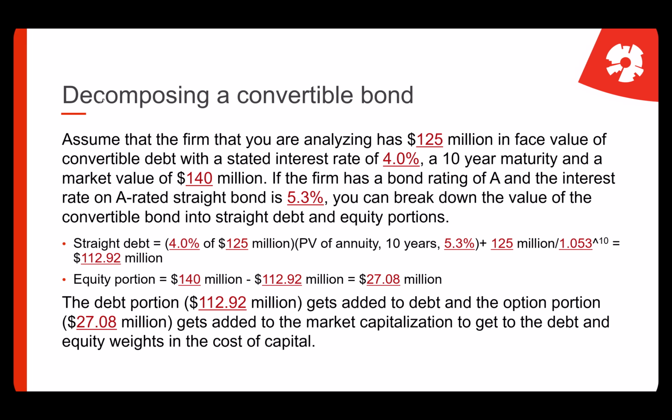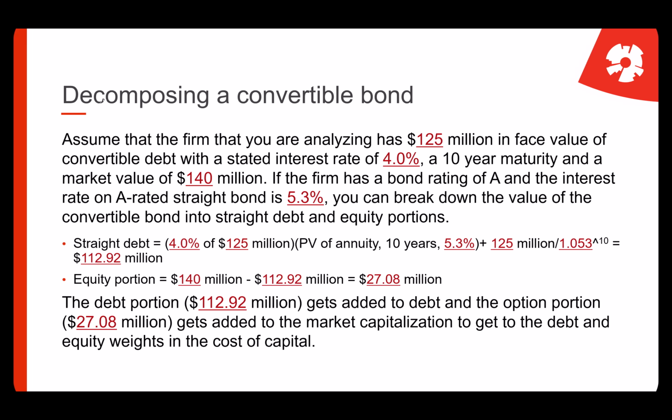So how do we decompose this? Step one is to figure out the value of the bond if it were straight debt only. We do this by discounting the coupon payments and face value back at 5.3%. When we run those numbers, we get a value of about $112.92 million. That is the straight debt portion.